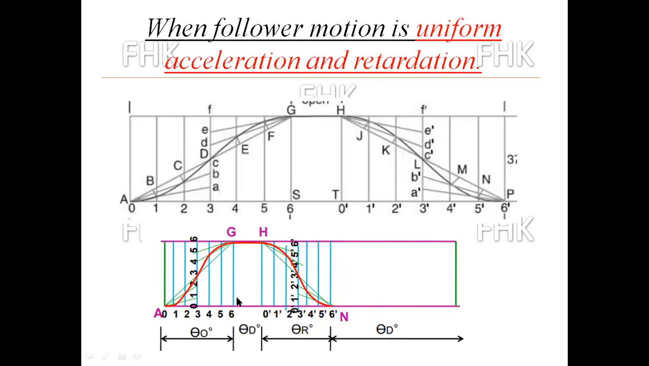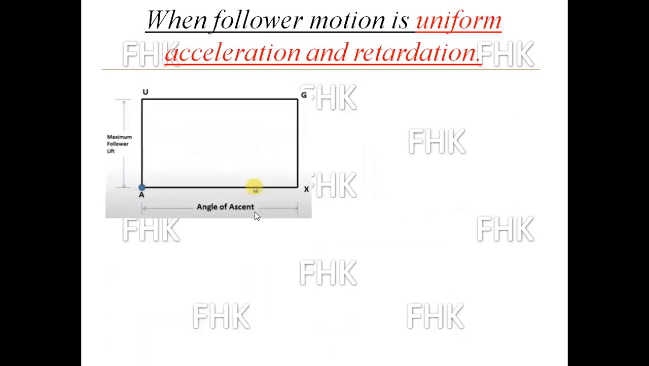So let us see one by one how to draw this curve in the forward stroke only. I will explain the forward stroke, and you can draw the return stroke also by following the same procedure. Now, as regular, on the x-axis I will plot the angle of rotation of the cam, that is nothing but the angle of ascent or rise of the follower. And on the y-axis, I will plot the maximum follower lift, which is given in the problem statement, that is 20 mm. And on the x-axis, I will plot the angle of rotation.